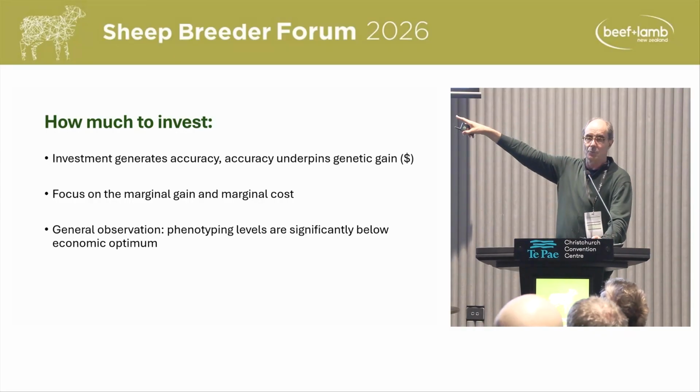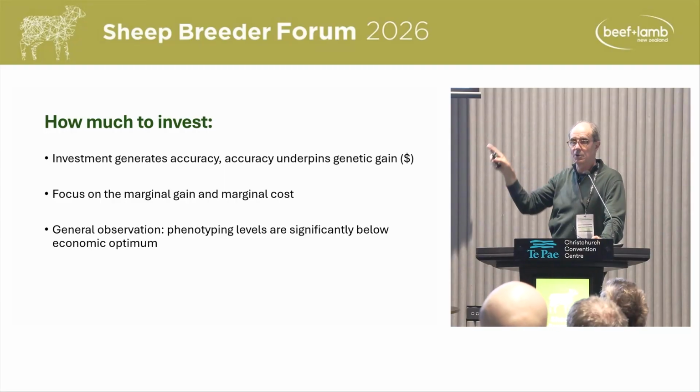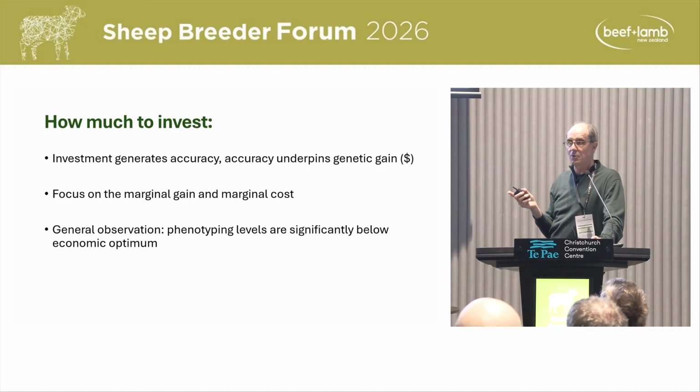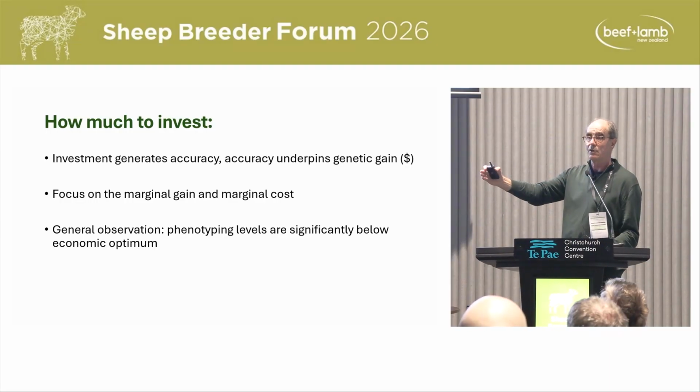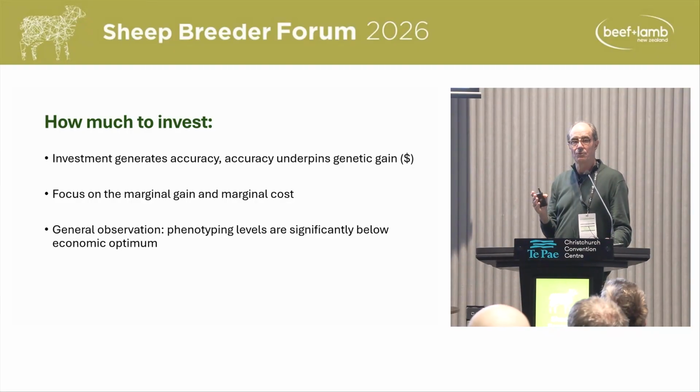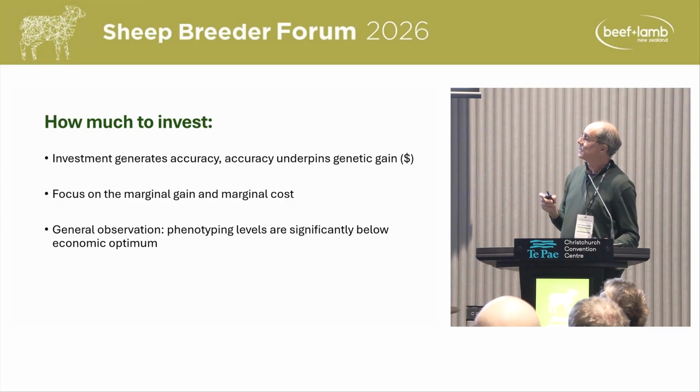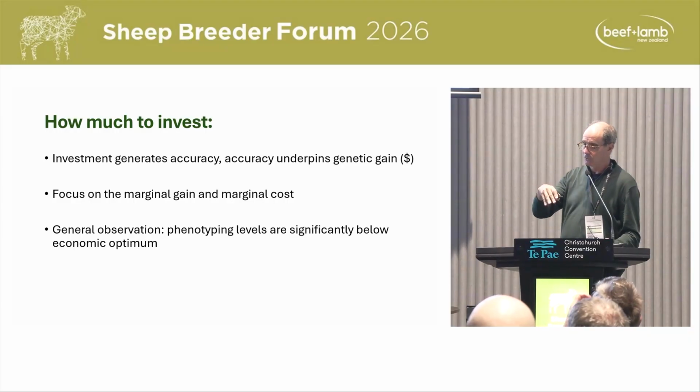I will make the observation at the bottom. If we were looking at the New Zealand sheep population or the Australian sheep population for that matter at the moment, and we did this by actually looking at the accuracies for the breeding gold traits, I would be virtually certain that we would find that we are quite a long way below the optimal level of phenotyping at the moment. And that's the sort of analysis that the beef and lamb team can do.